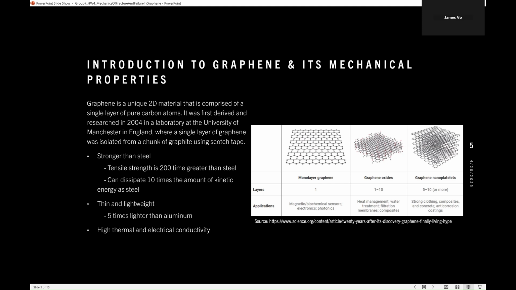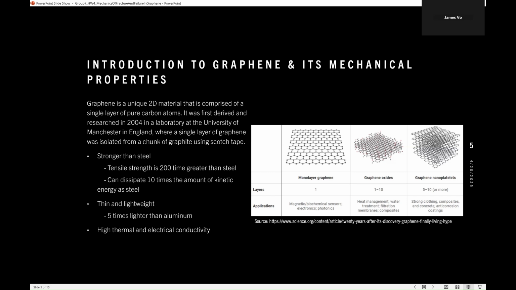Graphene is a unique 2D material that is comprised of a single layer of pure carbon atoms. It was first derived and researched in 2004 in a laboratory at the University of Manchester in England, where a single layer of graphene was isolated from a chunk of graphite using Scotch tape. Graphene is sometimes referred to as a miracle material due to its high potential. It is claimed that graphene is stronger than steel and lighter than aluminum at equivalent quantities, all while possessing high thermal and high electrical conductivity.